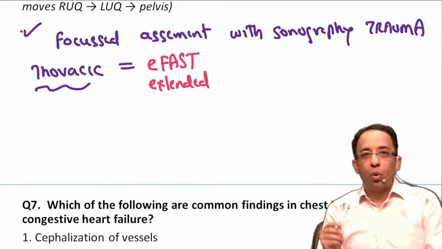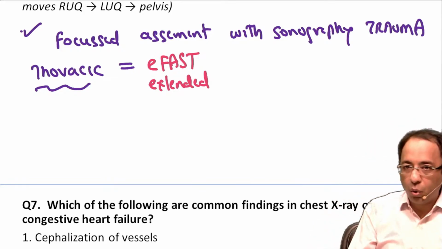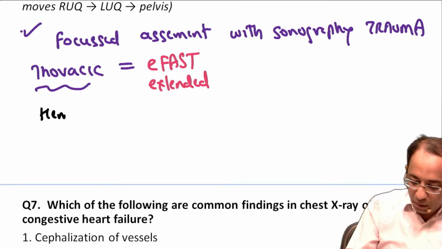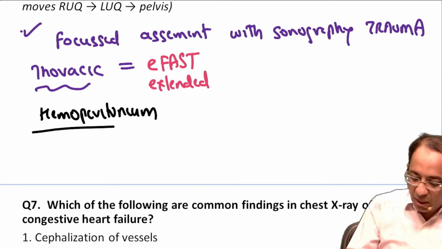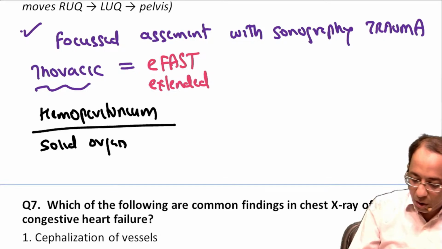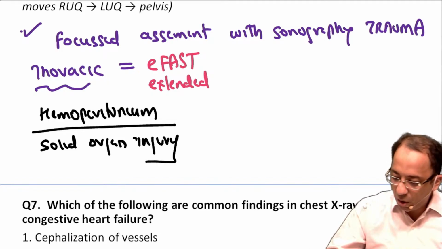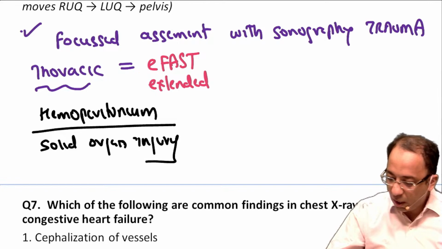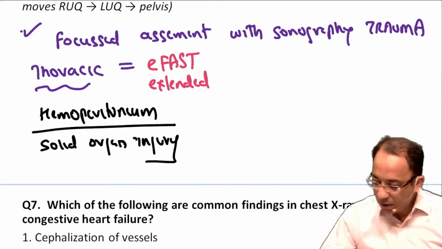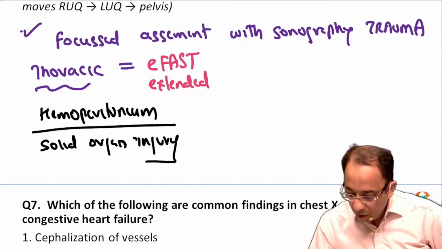What are you trying to look for? We are trying to look for hemoperitoneum. If there is hemoperitoneum, it indicates solid organ injury. Are you able to do it, beta? Yes? Okay. So let me ask you a question now.